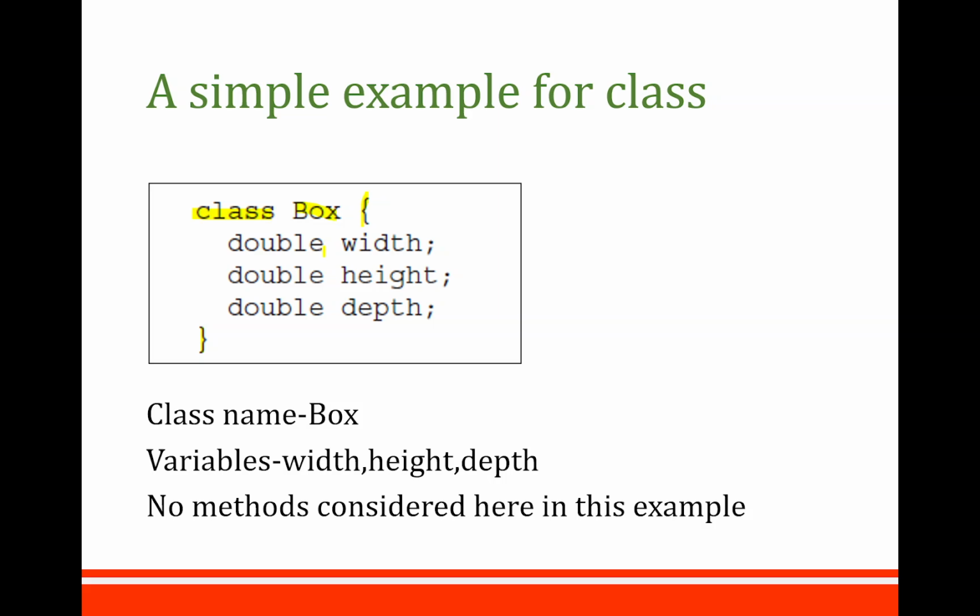Inside the class, as we already saw, we can have variables and methods. In this example we have only variables, three variables: width, height and depth. All these three are of double data type. So class name is box, variables are width, height and depth, and in this example we have not used methods. Later we will see a class that involves methods also.